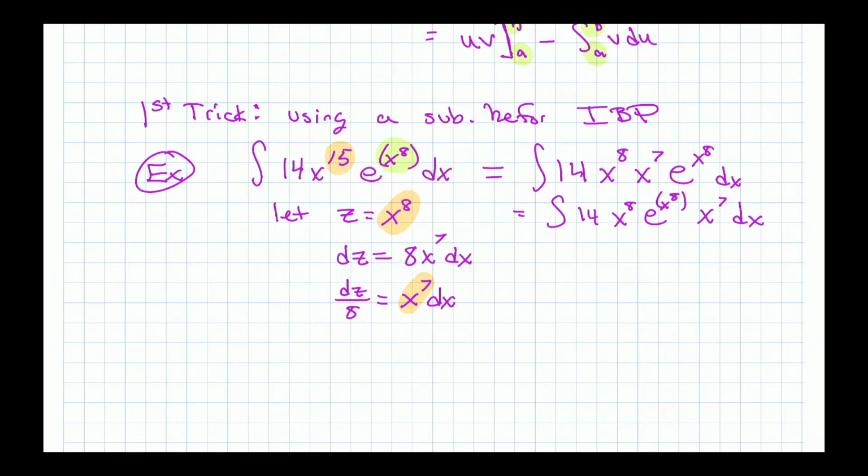Now that I've rearranged them, what I can do is say, well, I've got an x to the 7th dx, just like this, x to the 7th dx. So that's great. That's going to give me a dz over 8. And then I've got an x to the 8th. That's not what I wanted to do.